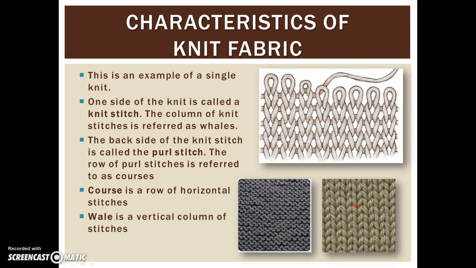The back side of the knit stitch is called a purl stitch, and the rows of purl stitches are referred to as courses, and that's what you see in the gray picture there at the bottom. That is the back side, called the purl stitch. So the course is a row of horizontal stitches, and a wale is the vertical column of stitches.